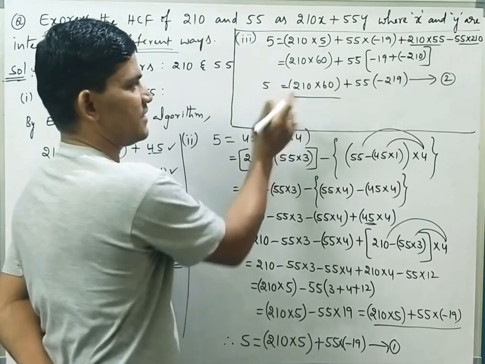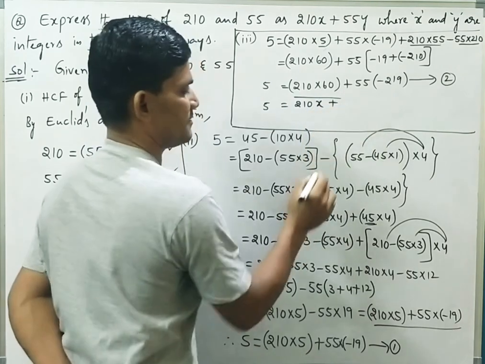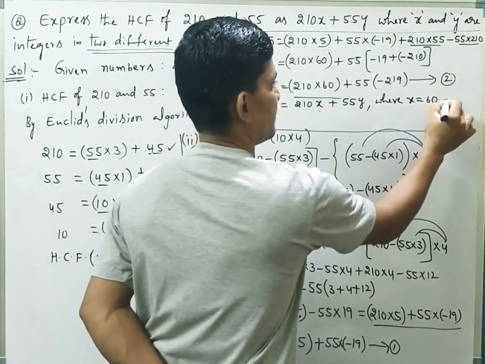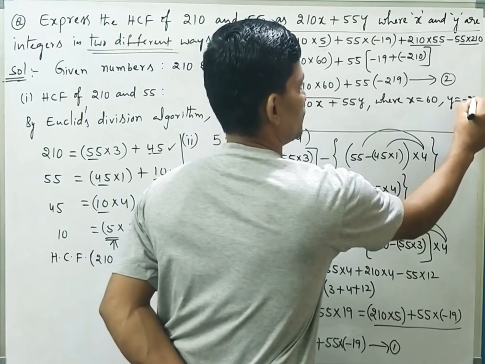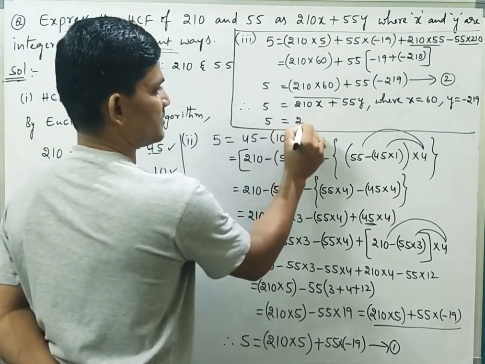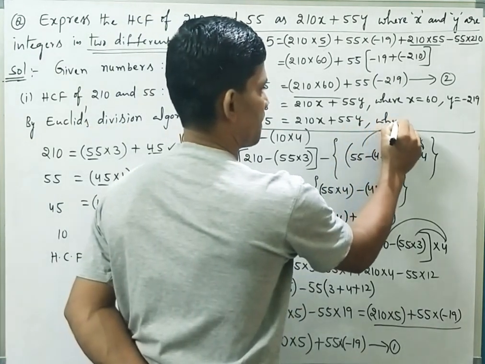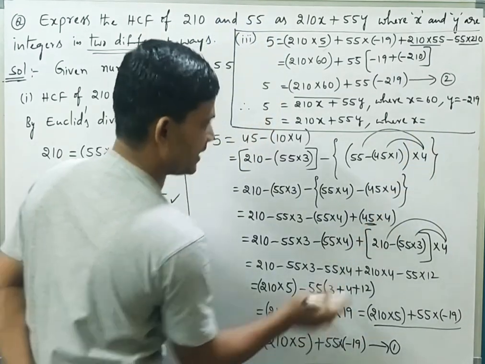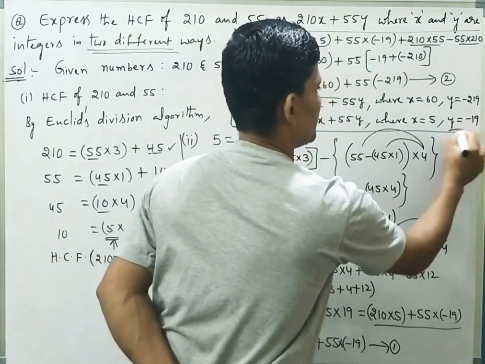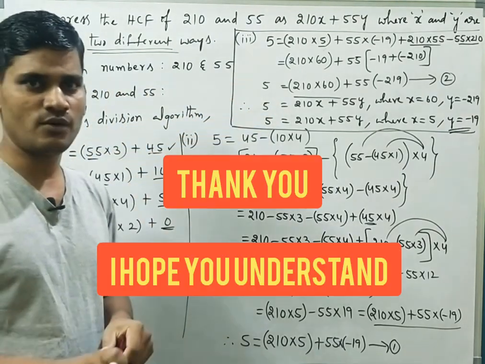So it is in the form of 5 equals 210 into x plus 55 into y, where x is equal to 60 and y is equal to minus 219. That is one form. And from the first, 5 can be expressed as 210 into x plus 55 into y, where x is equal to 5 and y is equal to minus 19. So this is how we can express the HCF of the given two numbers in two ways. Thank you. I hope you understood.